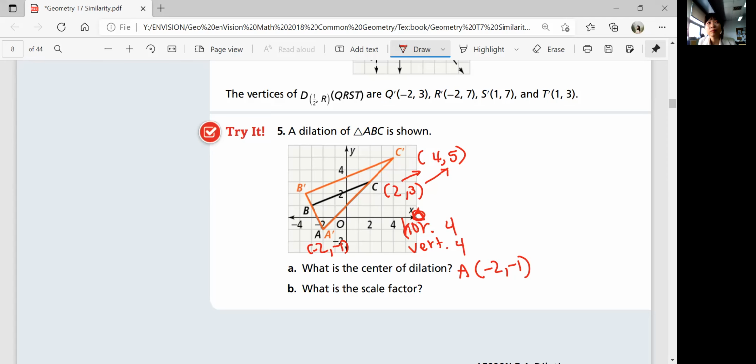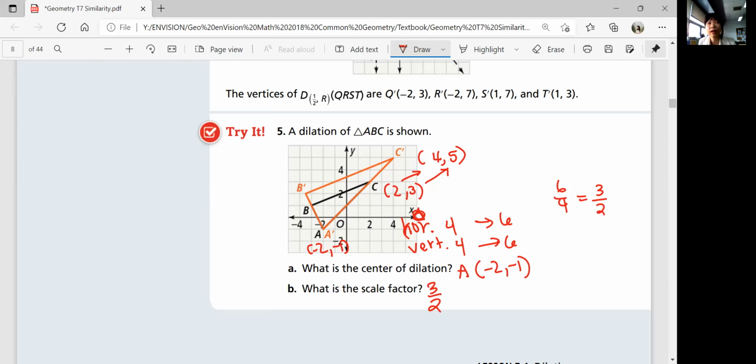But then the change from point A to C prime now is -2 to 4. So this changed horizontally to 6. And this -1 to 5 is also 6. So now we have the same ratio, 4 to 6. What happened, right? In order to get the scale factor, you divide 6 by 4, the greater one by the smaller one because it's an enlargement. And then you get 3 over 2. That is your scale factor, 3 over 2.